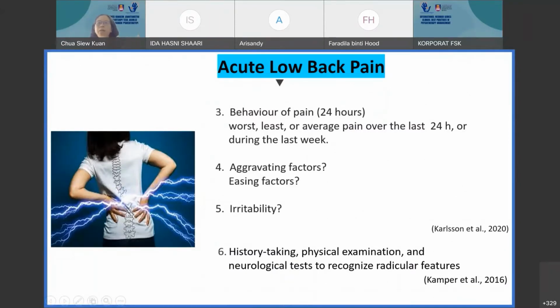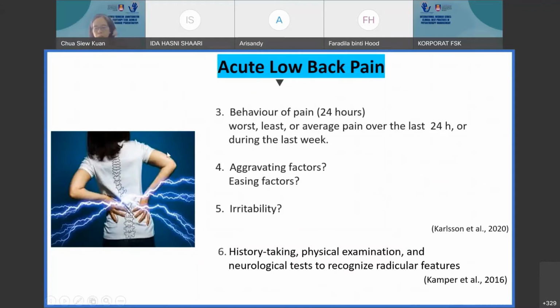Irritability will guide you in the selection of the technique. It means that if it's low irritability, I can use aggressive force. If high irritability, I will go to other approaches, an education approach, more on convincing the patient, explanation, and then teaching a little bit of pain management.